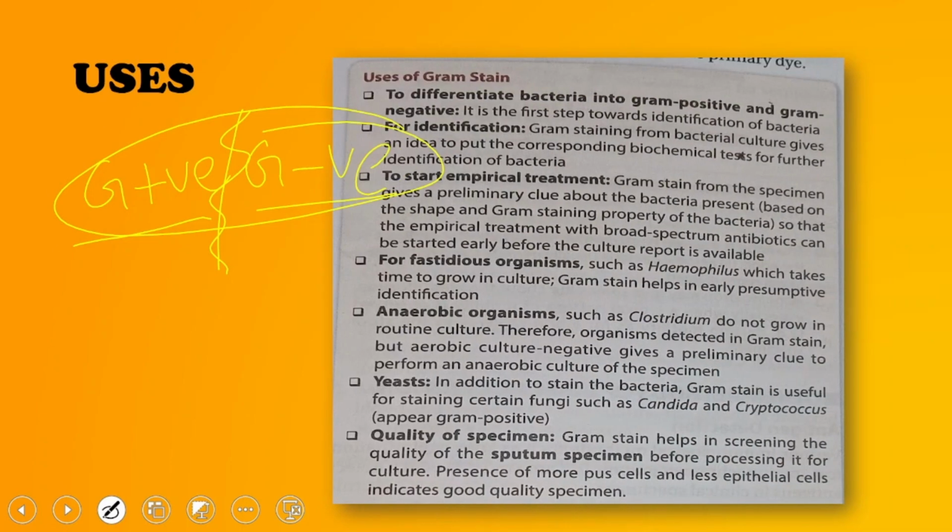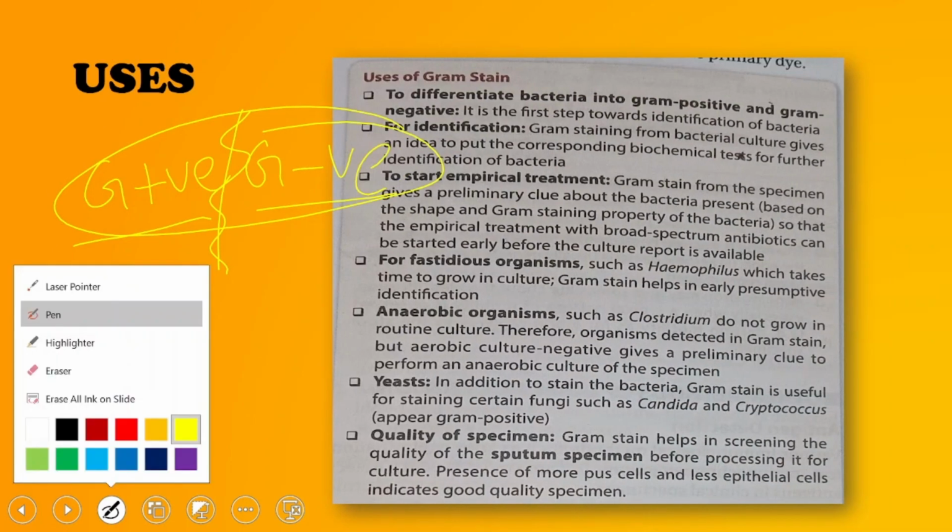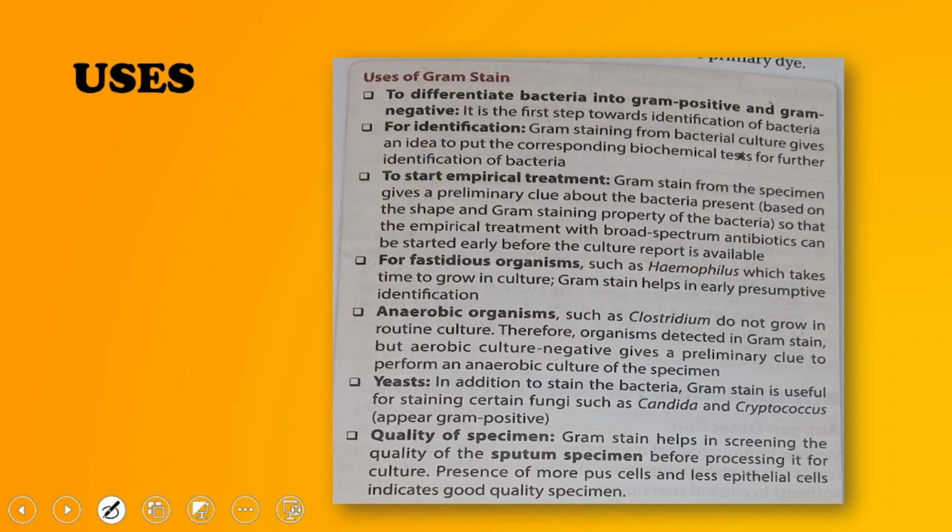Why do we want to differentiate this? On that basis there are multiple uses we can appreciate. See, first of all we want to differentiate these bacteria. You can use it for identification purposes. To start an empirical treatment, see, if you perform gram staining, you get to know whether the organism is gram positive or gram negative, right? You get a preliminary clue, so that you can start the basic treatment.